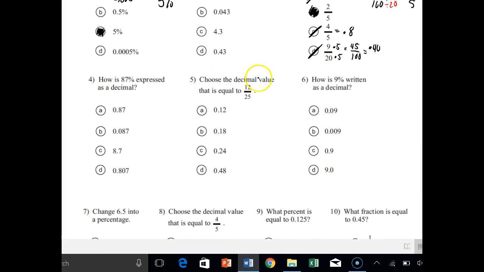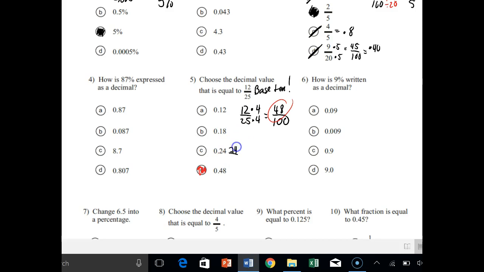Number 5, choose the decimal value that is equal to 12 over 25. How do I make 12 over 25? I could do the division, or I could be like, this is something that I know I can make base 10 out of, right? I can say times 4 times 4, I get 48 over 100. Because it is now base 10, I can just look for 0.48, there it is, right?